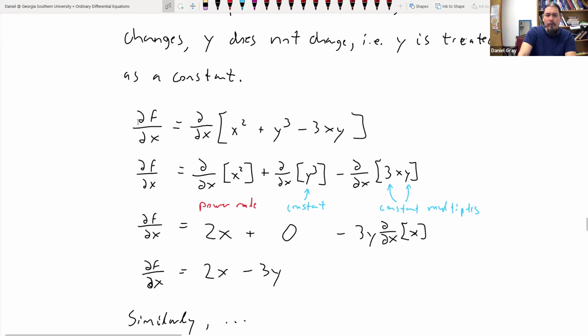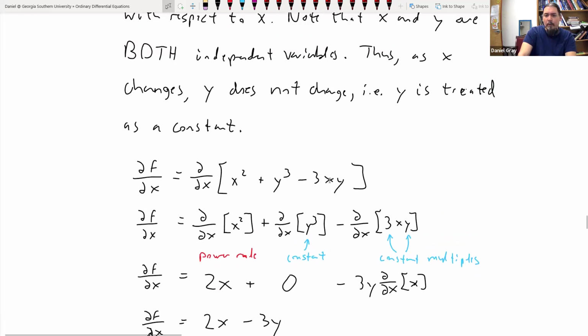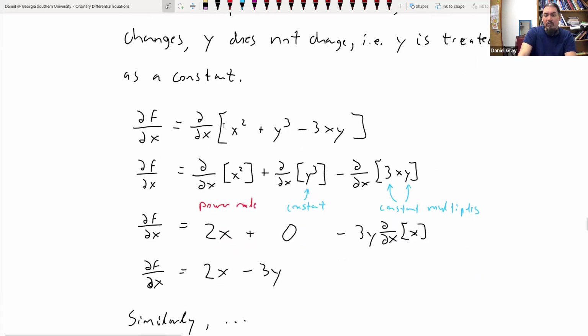So the partial derivative of f with respect to x, right? Well, f is x squared plus y cubed minus 3xy. So then the partial derivative of f with respect to x is just the partial derivative with respect to x of this function, x squared plus y cubed minus 3xy. Now I'm going to use the sum and difference rule because remember all the rules are the same, right? So I can distribute that to this term, this term, and this term. So I'm taking the partial derivative with respect to x of x squared plus the partial derivative with respect to x of y cubed minus the partial derivative with respect to x of 3xy.